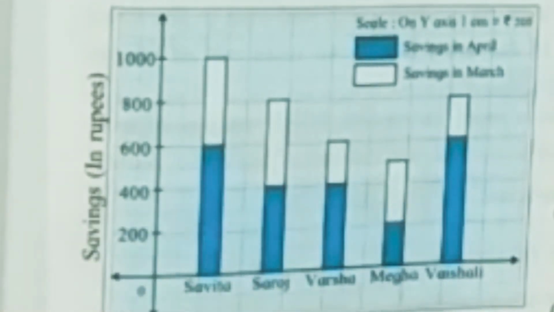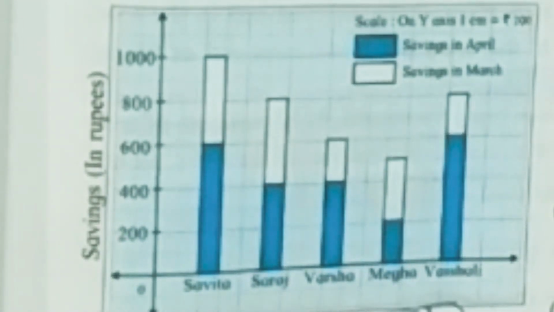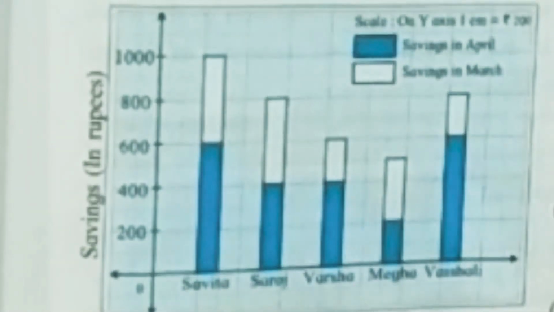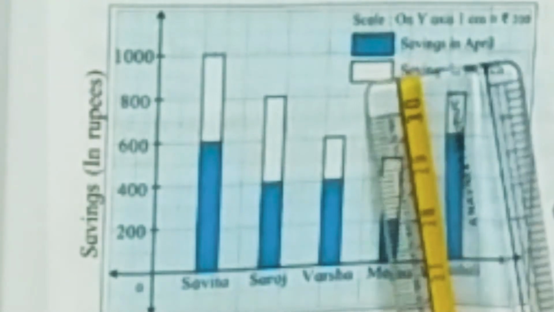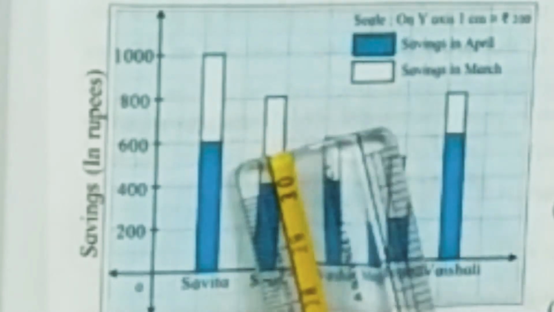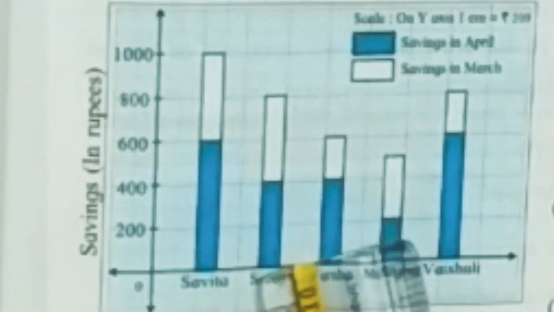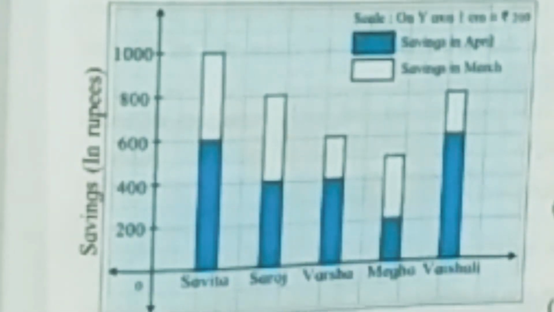Now here is a subdivided bar graph. The horizontal ray, the x-axis, represents the women: Savita, Saroj, Varsha, Megha, Vaishali, and the vertical line, which is called the y-axis, represents savings in rupees. Here the scale on the y-axis is 1 centimeter equals 200 rupees. The shaded portion shows saving in the month of April and the unshaded part shows saving in the month of March. So it is a subdivided bar graph showing the savings in the months of April and March. So answer the following questions.